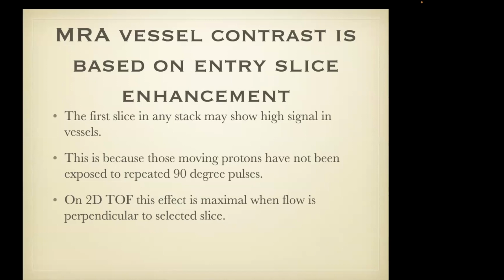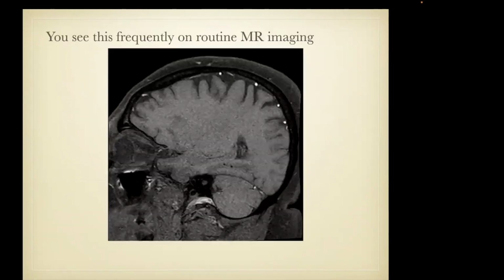And this effect of paradoxical enhancement or flow-related enhancement is maximal when the flow is perpendicular to the slice. So if we look at this image, let's say this was a sagittal, fat-suppressed T1 scan that was generated off of the midline in a thin slice study of the pituitary. So again, the slab or the stack of slices did not cover the entire brain. So this was the first slice.